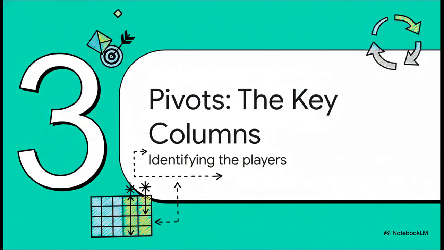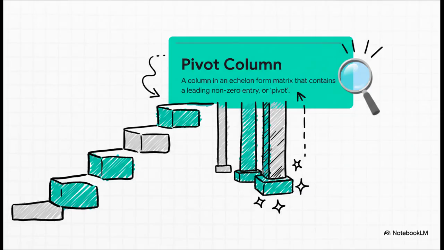Section 3, pivots, the key columns. So, now that we know what shape we're aiming for, let's zoom in and identify the most important players on the field. We call these pivots. So, what exactly is a pivot? It's actually really simple. As you walk down that staircase we made, the pivot is just the very first non-zero number in each row, the start of each step. And the entire column that holds that pivot, we call that a pivot column. You can think of these columns as the main support beams of the whole structure.